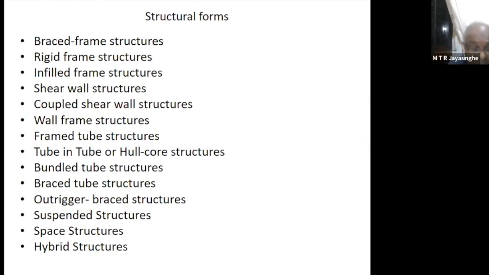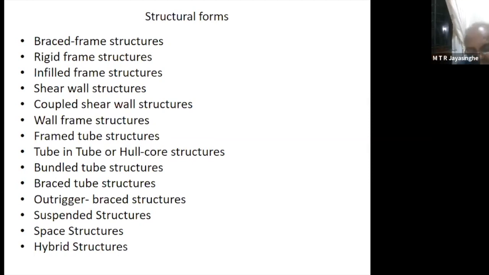You get outriggers and then belt trusses. Then you get some structures where the architects say, I don't want any columns on the outer periphery. There is no other option. The only option is to hang the structure from the top.